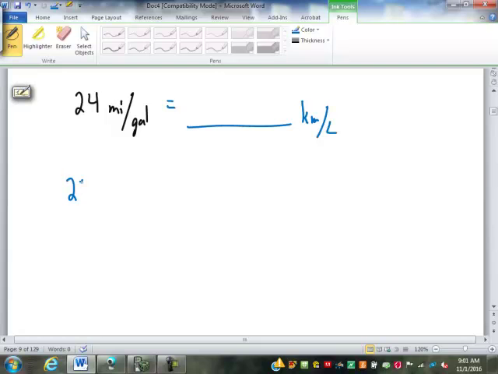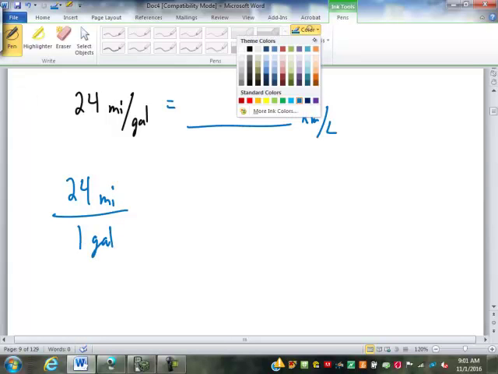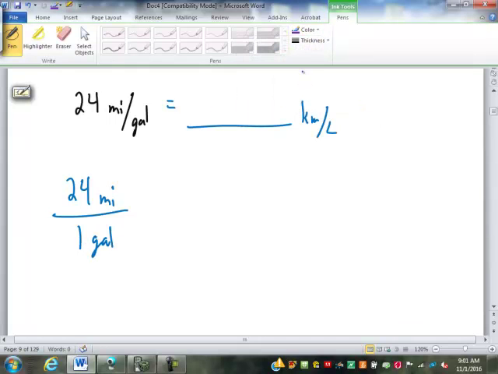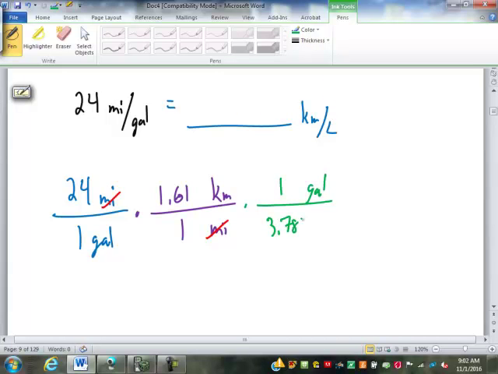So we'll set this up. 24 miles over 1 gallon. Now we've done our conversion on miles. On your cheat sheet, what's the conversion given for miles to kilometers? Does it give one? 1.609. 1.61, we'll say, kilometers per 1 mile. Then our gallons. 1 gallon is 3.785 liters.